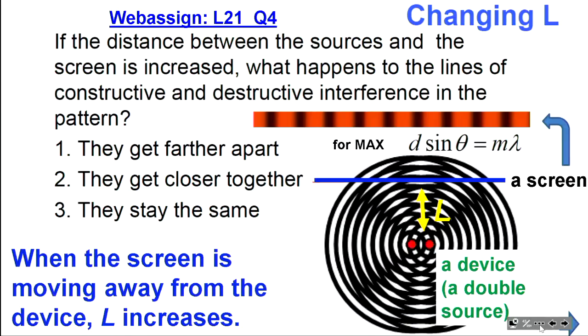Question. So, two sources generate a standing wave. We place a screen. We look at the screen and we see this pattern. What's going to happen to the fringes, bright or dark spots, lines, if we move the screen farther away? And these are the only possible options. Nothing.